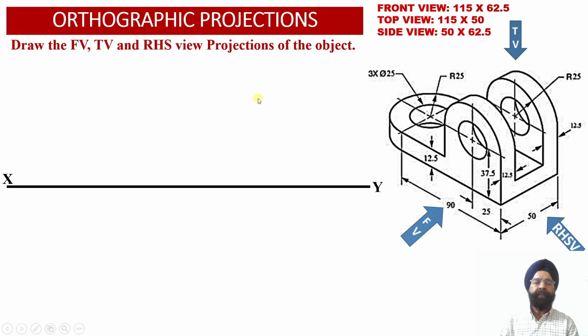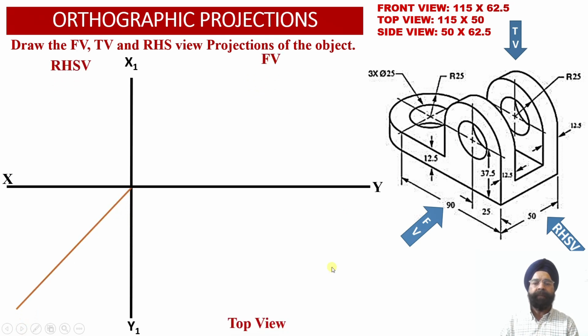So in order to obtain the orthographic projections, we know that in the first angle projections, the front view will be drawn above the XY reference line. The top view of the object will be obtained below the XY reference line, while the right hand side view projection of this object will be obtained on the left hand side of the front view. So here we have got the XY reference line, the X1 Y1 reference line, and we have also obtained this transfer line through which various distances along the depth of this object will be converted into the right hand side view projections.